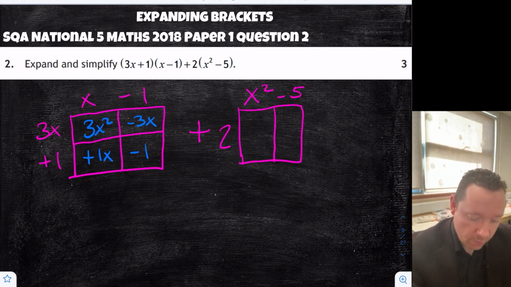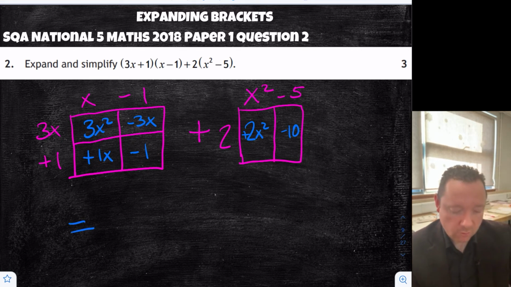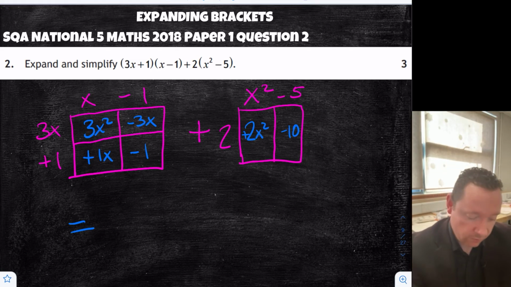And then over in the other box, 2 times x squared is 2x squared. You might want to put a plus, and 2 times minus 5 is minus 10, and then taking our answer outside the box, collecting like terms, so looking at our x squared, we get 3x squared and 2x squared, so that's 5x squared.